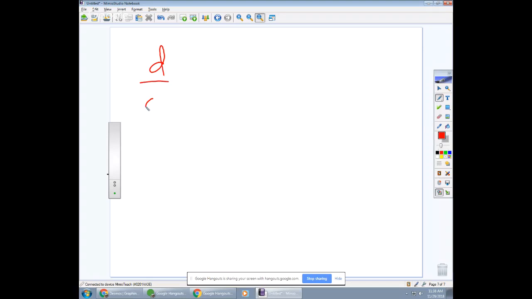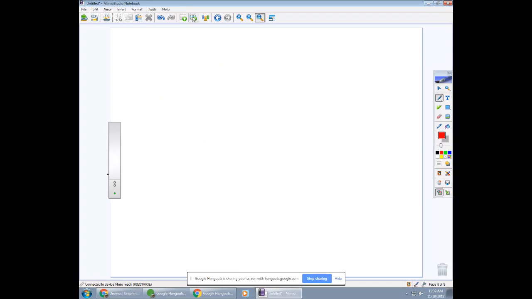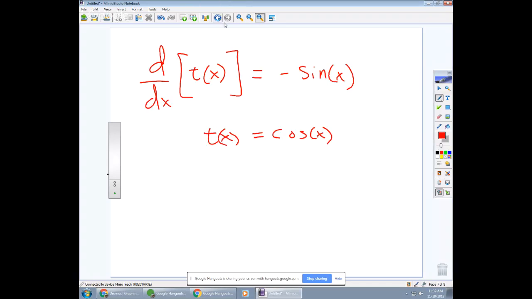I took the derivative with respect to x of some function, and I got negative sine of x. What function am I? So that means the function must be cosine of x. All right, one more, then I'll shut up for the day.